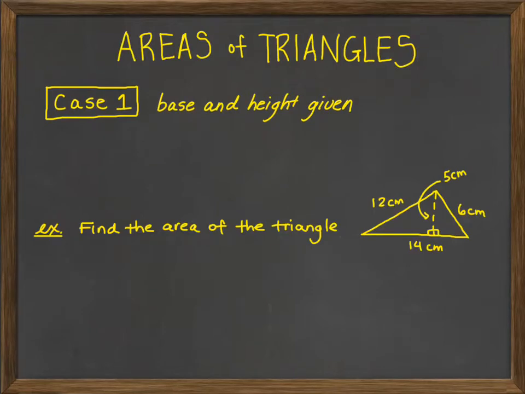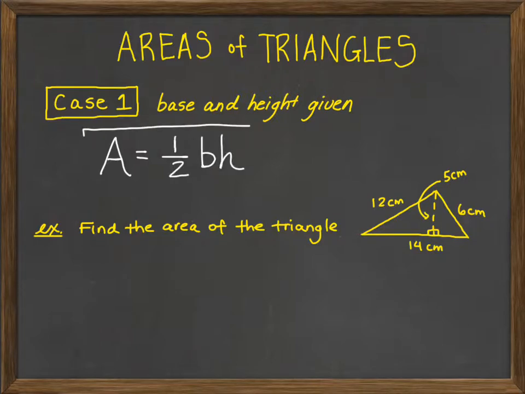So 6.3 is all about finding the area of triangles. There are going to be several cases we'll consider. We'll start with case 1, which is the classic case where you're trying to find the area of a triangle and you've been given the base and the height. We all know this formula. It tells us that the area of a triangle is equal to 1/2 the base times the height.